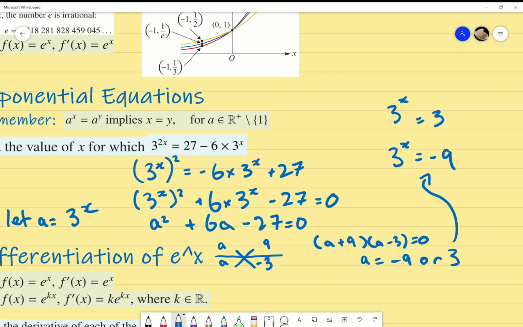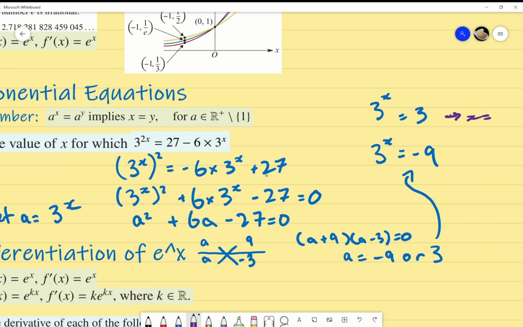Now, obviously, the first one, pretty straightforward. x equals 1. Bottom one. What are we thinking? It can't be a negative. Can't be a negative. Why do you say that?